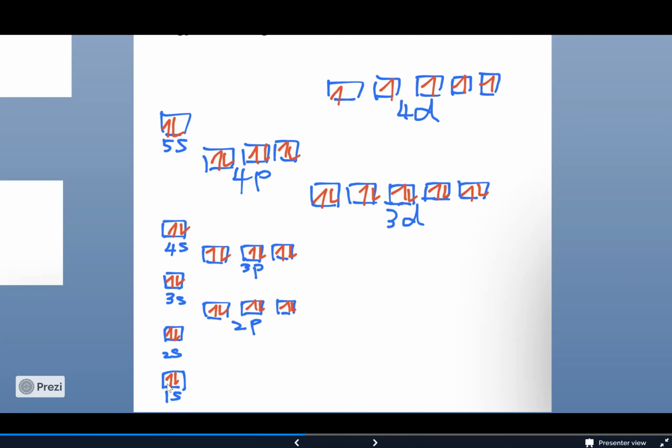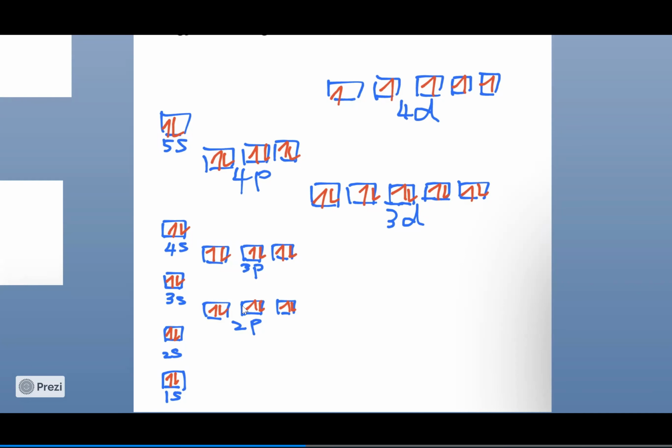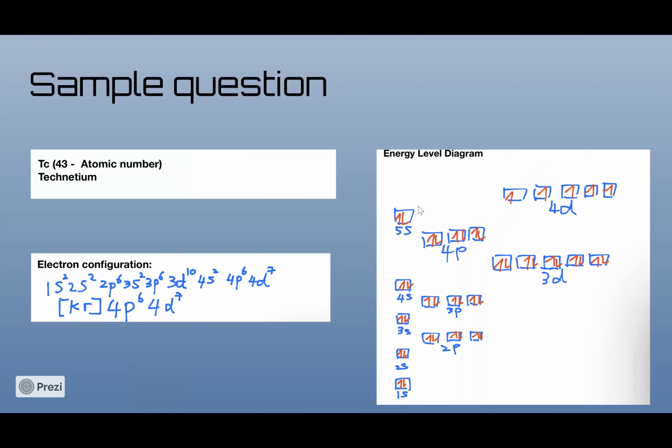So if you add them all together, 2, 4, 6, 8, 10. So basically, this is 10. And when you add them all together, it has 43, the atomic number. And that's the correct way of drawing the energy level diagrams.